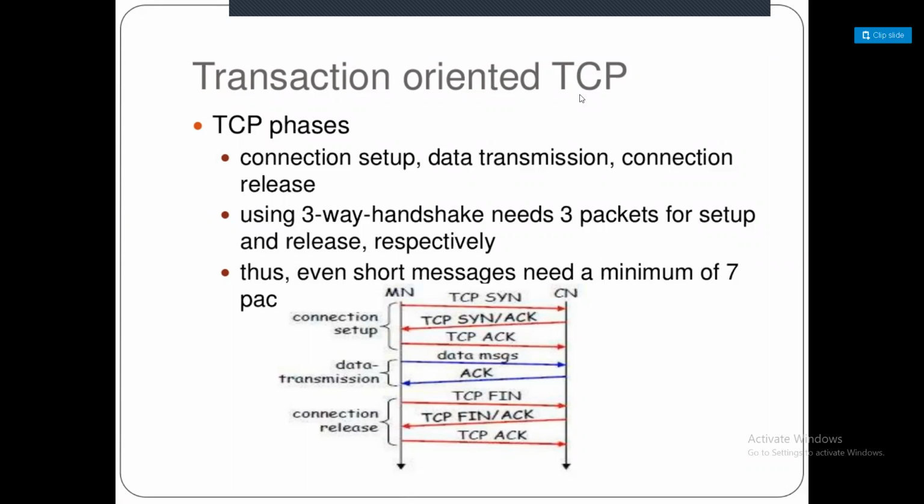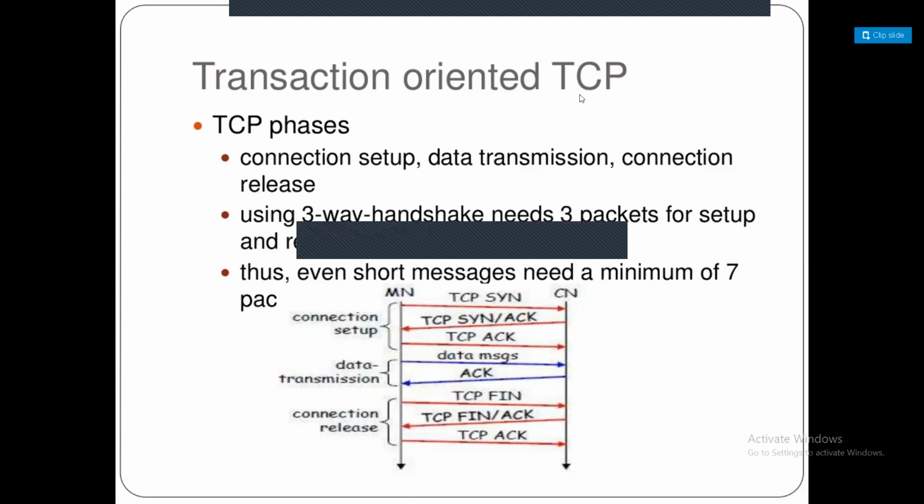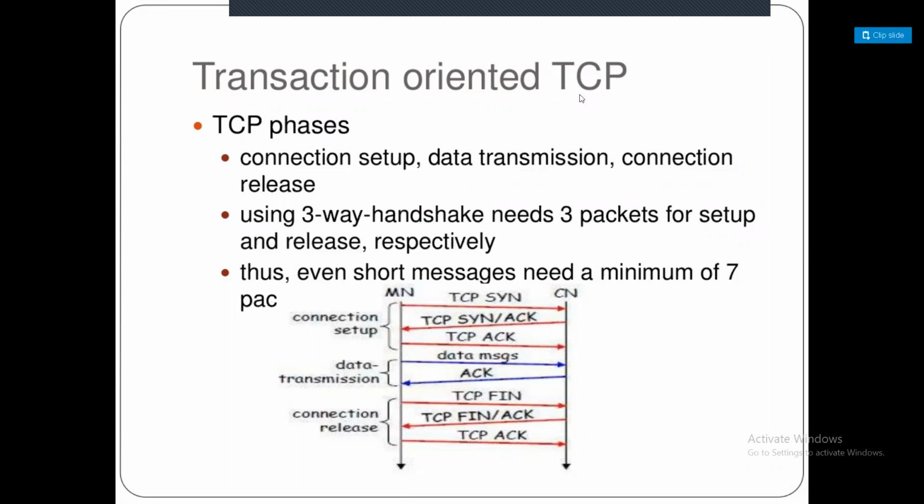First one is connection setup. Second one is data transmission. Third one is connection release.